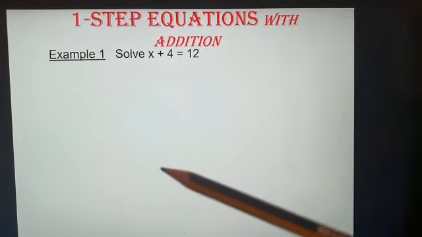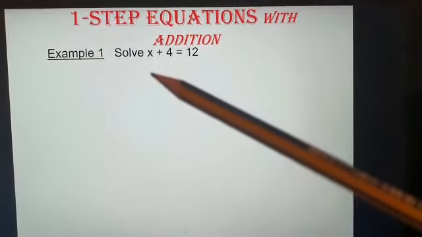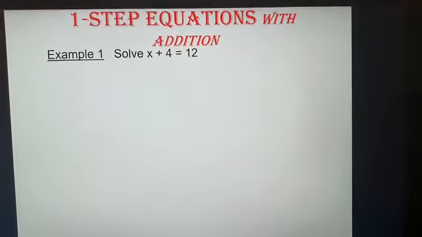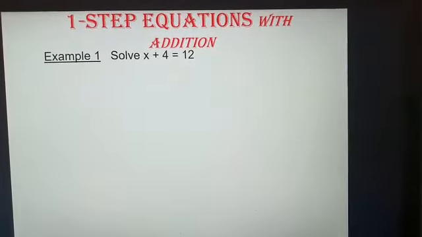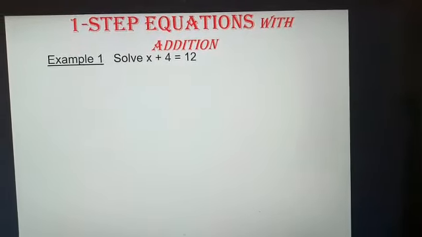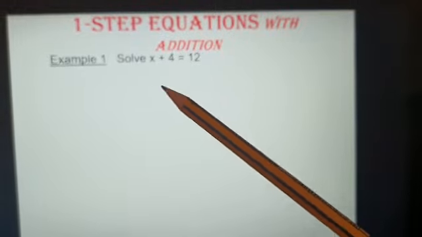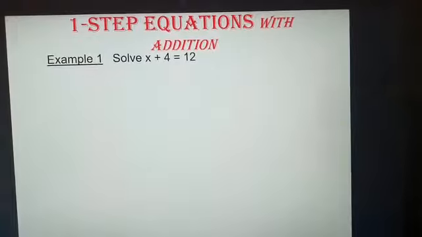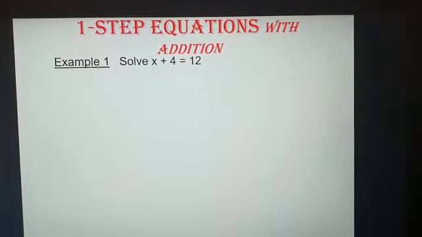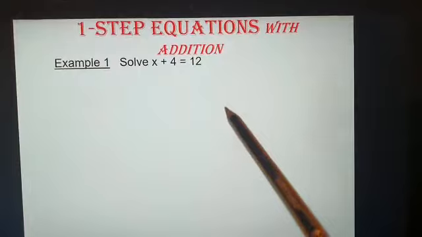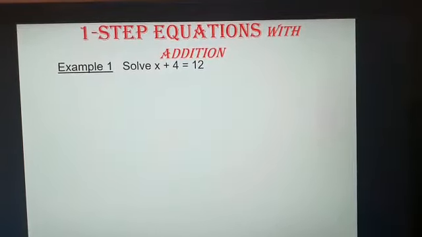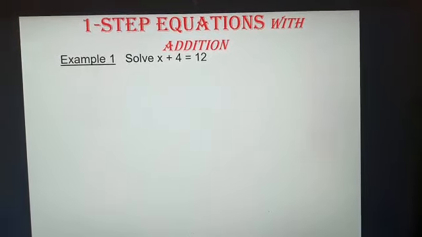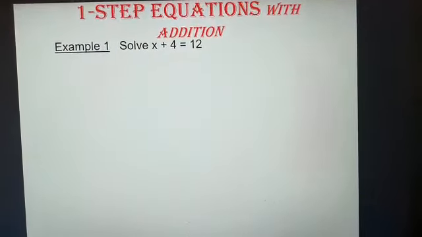So what is the variable here? The variable is x. So we have to find x equals what. To find x, we have to isolate x. What does it mean, isolate x? It means remove all the numbers next to x. So we need to remove 4 and find x equals what. Okay. How to isolate x? We need to use the inverse operation to isolate x.